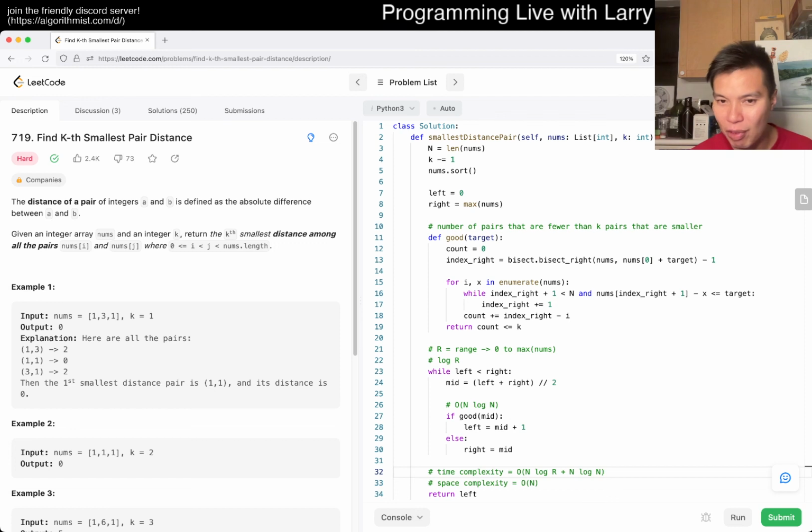You may also wonder why this is O of n, even though there are 2 for loops essentially. But you can think about index right can only go up to the right, so this particular statement can only increment O of n times, so it gets amortized out, right? So in aggregate, this is going to be O of n.